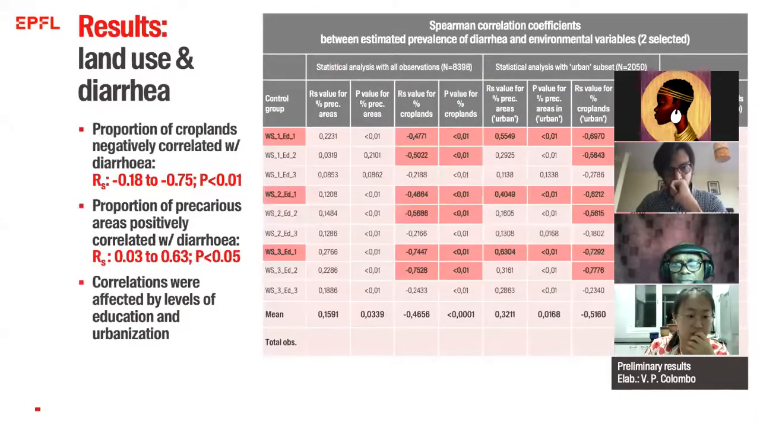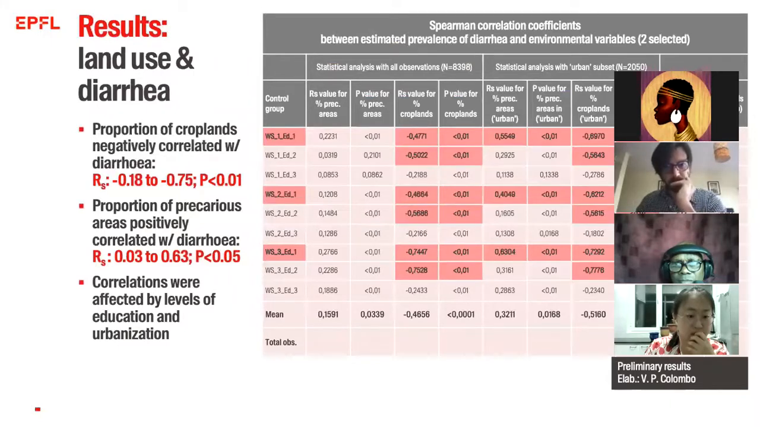This table shows the Spearman correlation coefficients between the prevalence of diarrhea and 2 variables: the proportion of precarious areas and the proportion of croplands. Because these variables do not present a normal distribution, we opted for Spearman's correlation coefficient instead of Pearson's. The correlation coefficients are shown by the control group, listed here on the first column on the left.